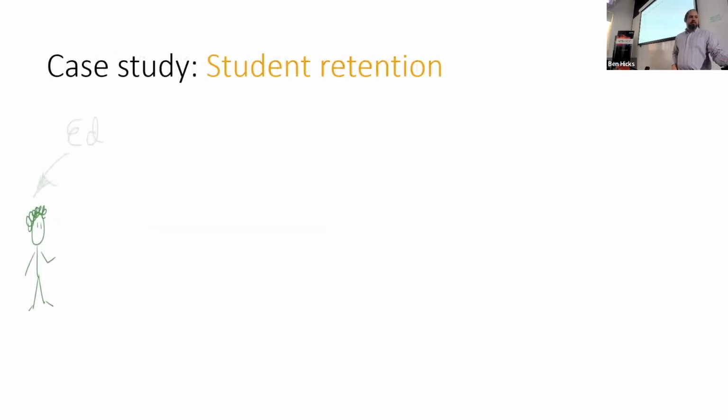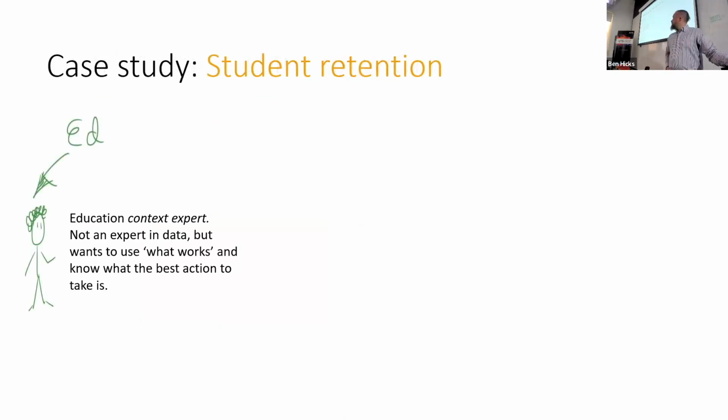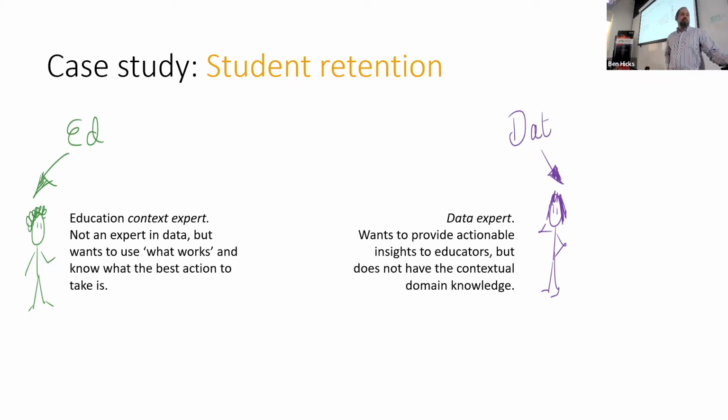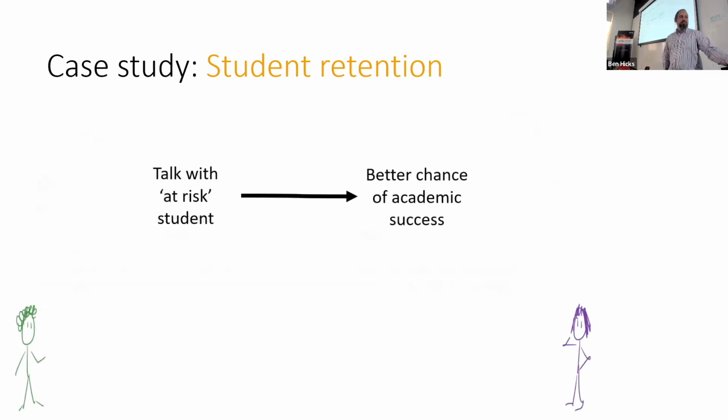So here is Ed. Ed is our educational data expert, knows about the context of the education, but not enough about data science to build these models. We also have Dat, and she is an expert in the data side of things, but does not necessarily know about the particular context and the meaning that results might have.